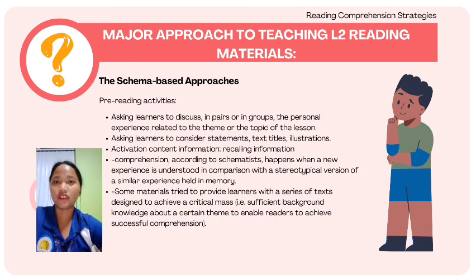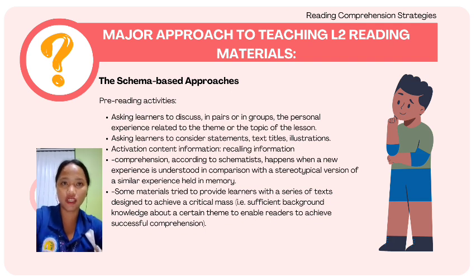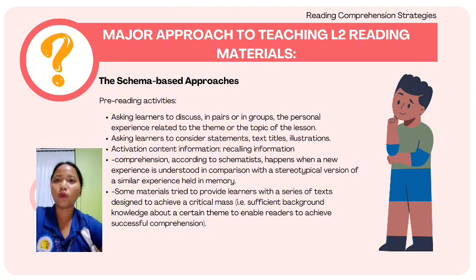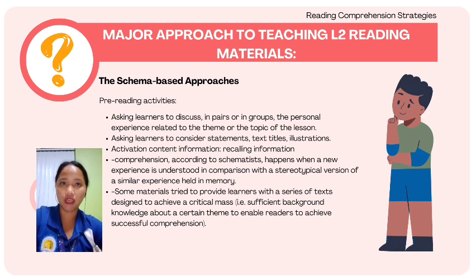Pre-reading activities are essential in schema-based approaches because they help activate learners' prior knowledge, making it easier for them to understand new texts. These activities prepare students by connecting the new material with what they already know, improving comprehension and engagement. So, one effective way to activate prior knowledge is by asking learners to discuss their personal experiences related to the topic. This can be done in pairs or groups, allowing them to share ideas, recall memories, and make predictions about the lesson.